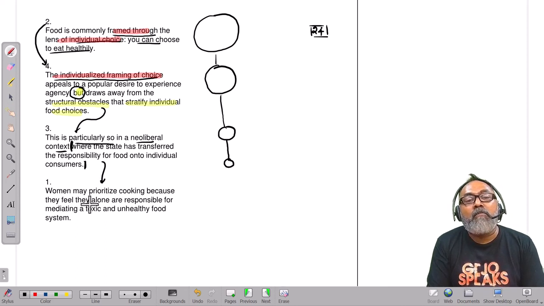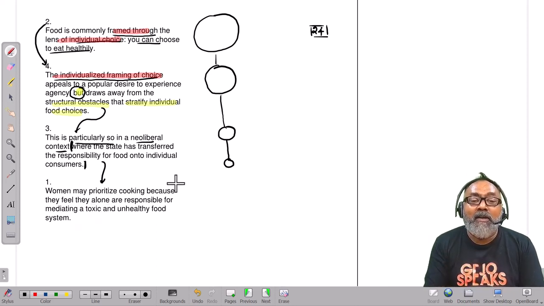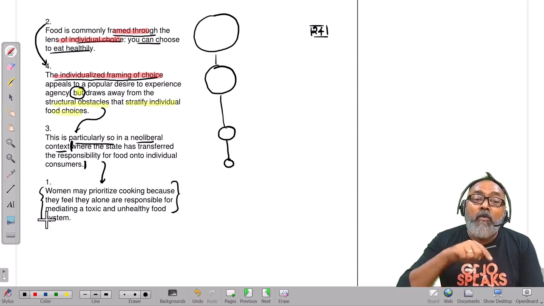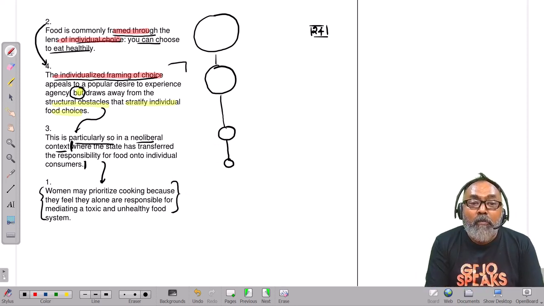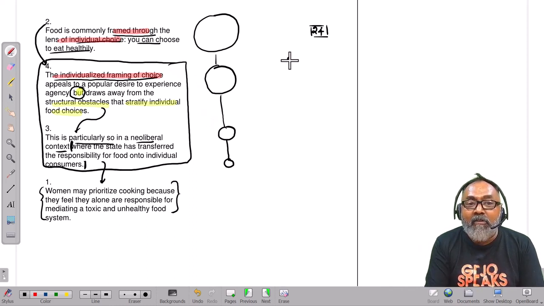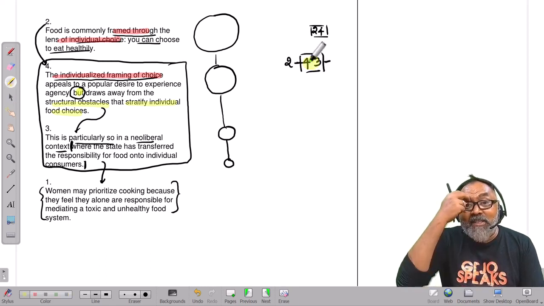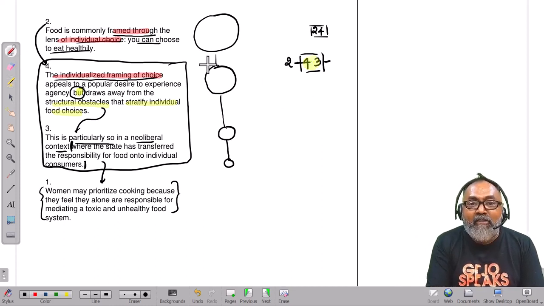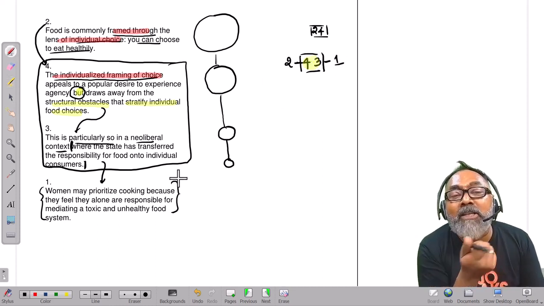Women may prioritize cooking because they feel they alone are responsible for mediating toxic, unhealthy food. The problem is, because it is not explicitly mentioned that 1 is an example, identifying 1 to be an example of the problem that is being discussed. You can see that, idea-wise, there is a framing that is there. That framing is appealing, but the framing has a problem, particularly in the neoliberal context. So for the author, 4 and 3 in that sense are the block, and then giving an example. Of course, it is not explicitly mentioned, but that's an example.